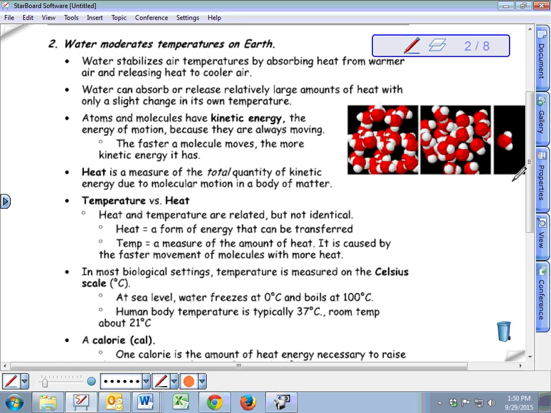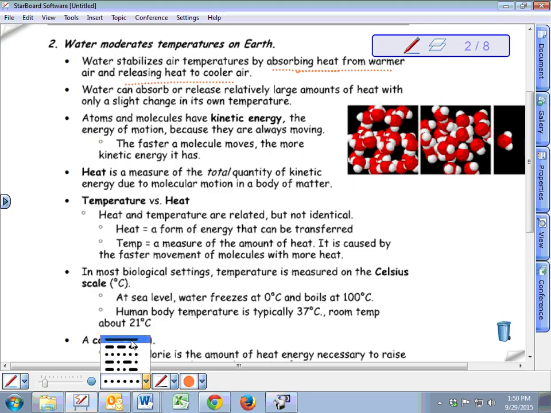This is the most important characteristic of water in terms of life existing on the planet. Okay, so it absorbs heat from warmer air and it releases it in colder air. Basically, water can hold a lot of heat.